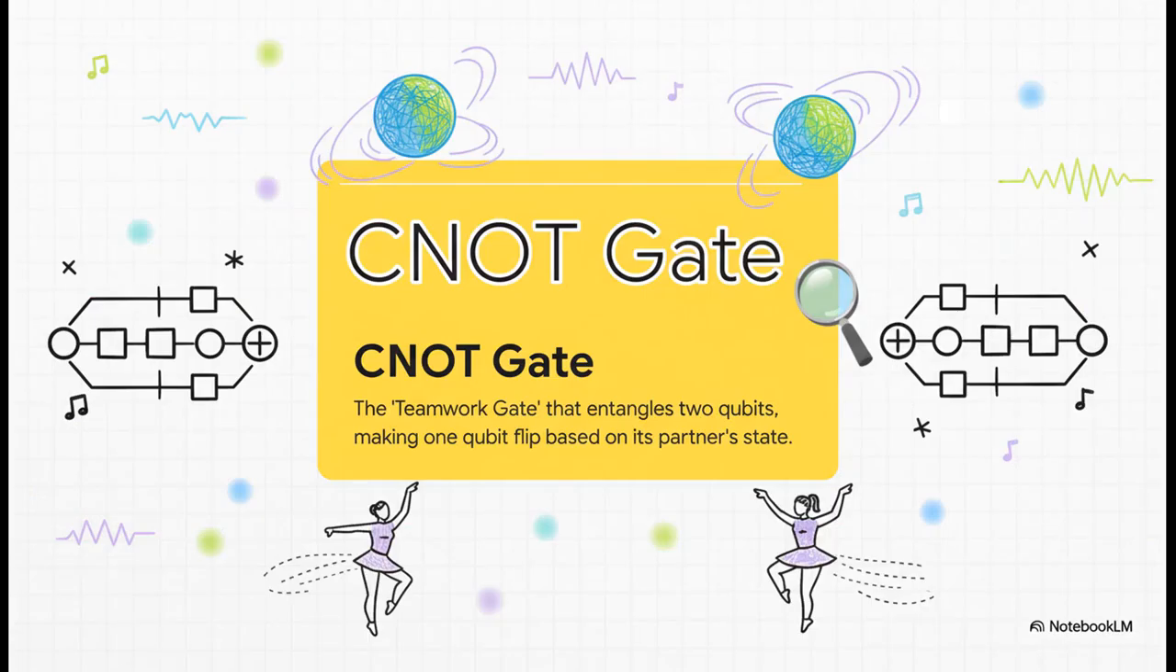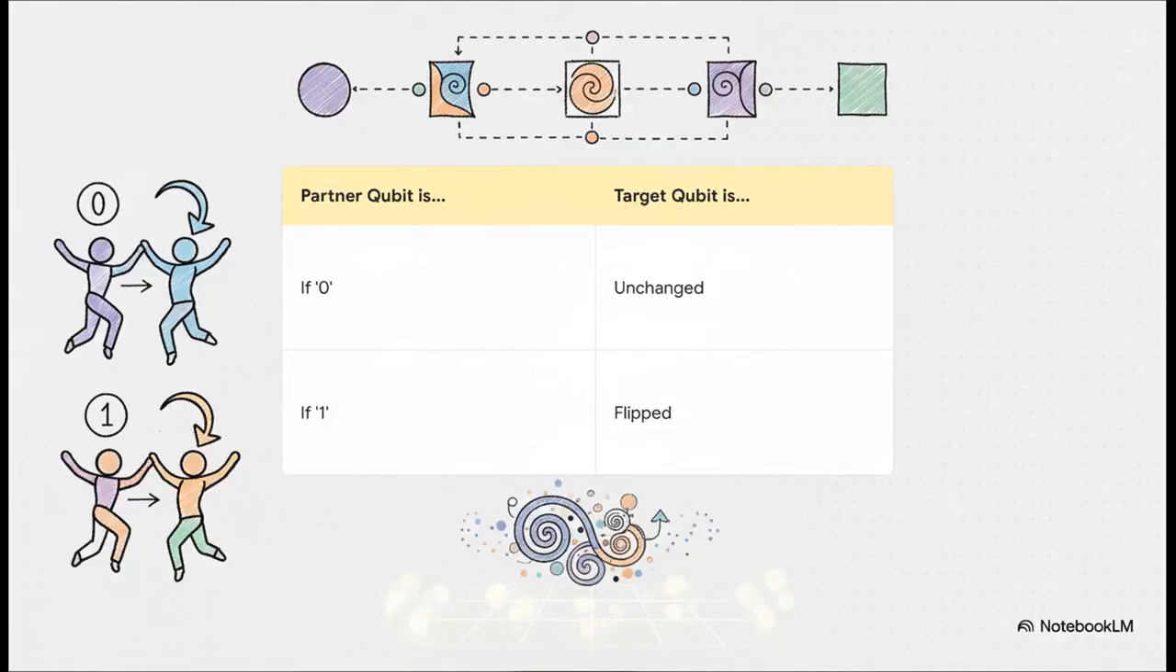Okay, on to our next big dance step, the CNOT gate. It stands for controlled NOT, but I like to call it the teamwork gate. Why? Because its entire purpose is to create that spooky friendship we talked about, the one we know as entanglement, between two qubits. The logic here is actually surprisingly simple. You've got a control qubit and a target qubit. It's an if-then deal. If the control qubit is a 0, then nothing happens to the target. It stays the same. But if the control qubit is a 1, the CNOT gate flips the target state. It's that simple connection that forges the incredibly powerful link of entanglement.